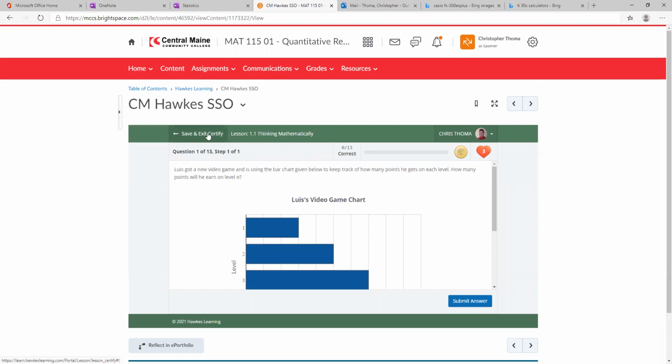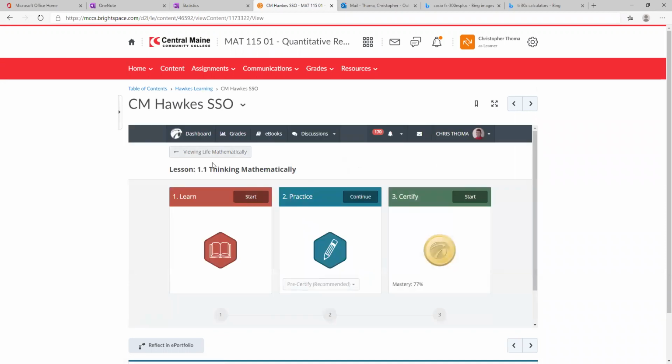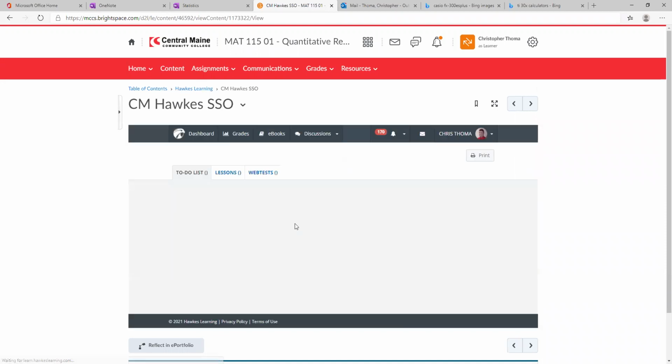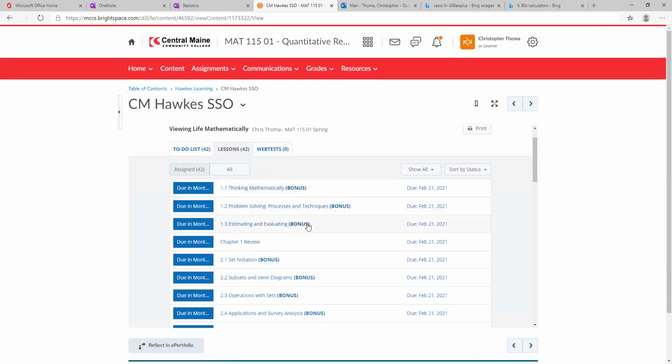The only ones that you have to certify, I'll exit without saving because I didn't do anything. If I go to view Life Mathematically and click on it, all these are marked as bonus. They're not bonus. Hawks doesn't let me change it to optional. But remind yourself, put it in your notes, the ones that say bonus are optional. They're just there for practice.